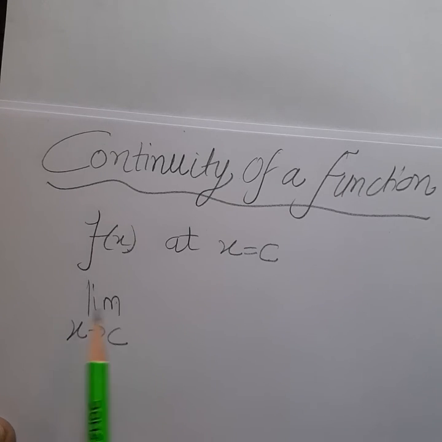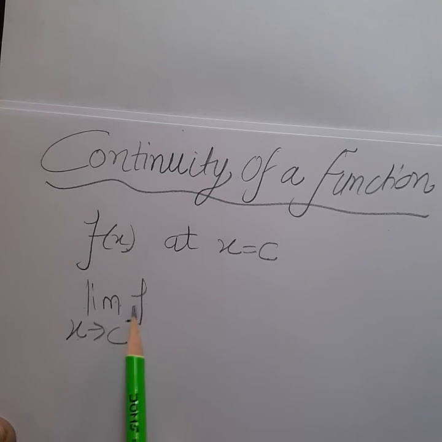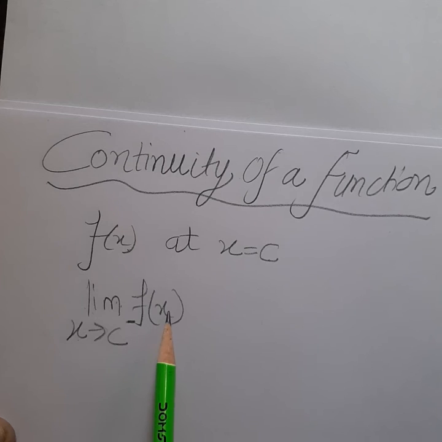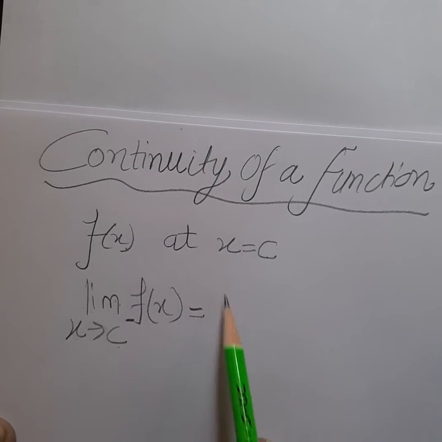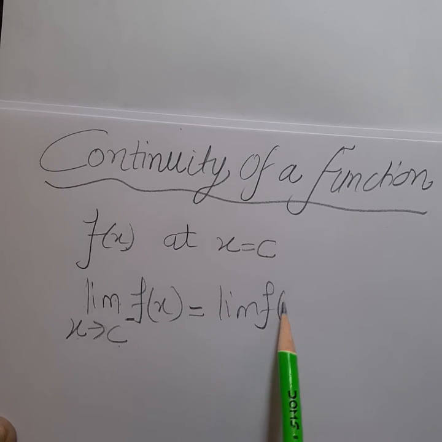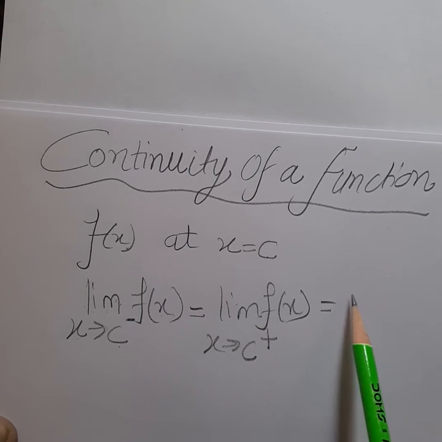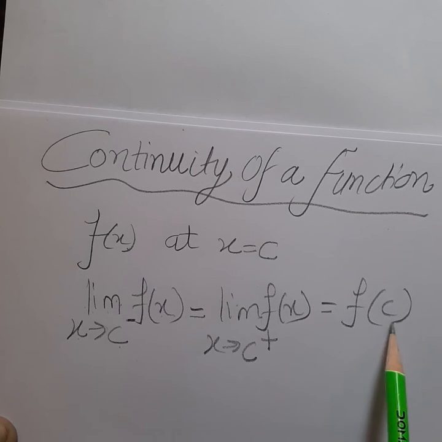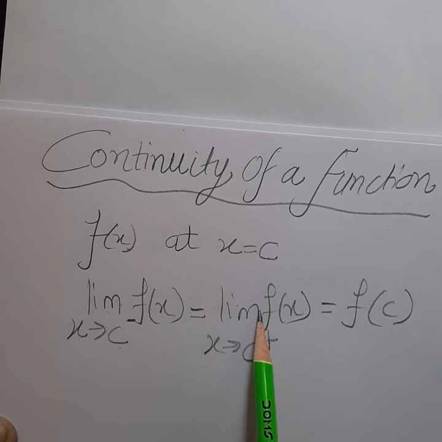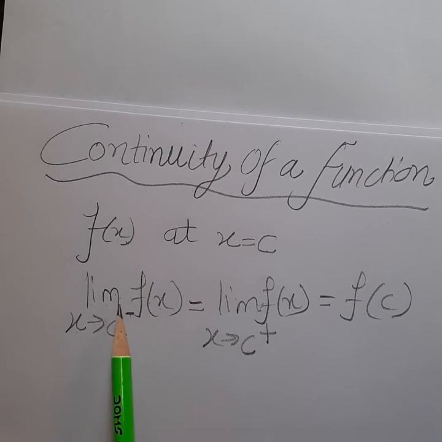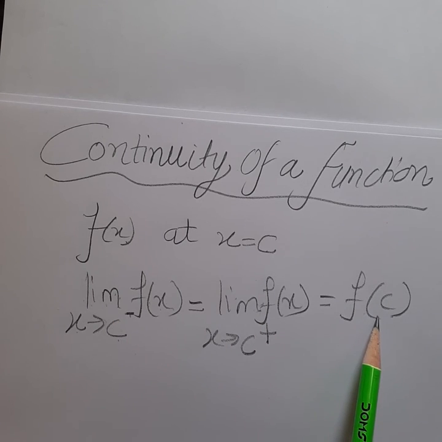We define it as limit x tends to c negative of f(x). This is called the left hand limit of the function. Then we have to check the right hand limit of the function, and we write it as x tends to c positive. If both limits are equal, then we have to check that f(c) has an equal value. If these three values are equal, then we say that the function is continuous.